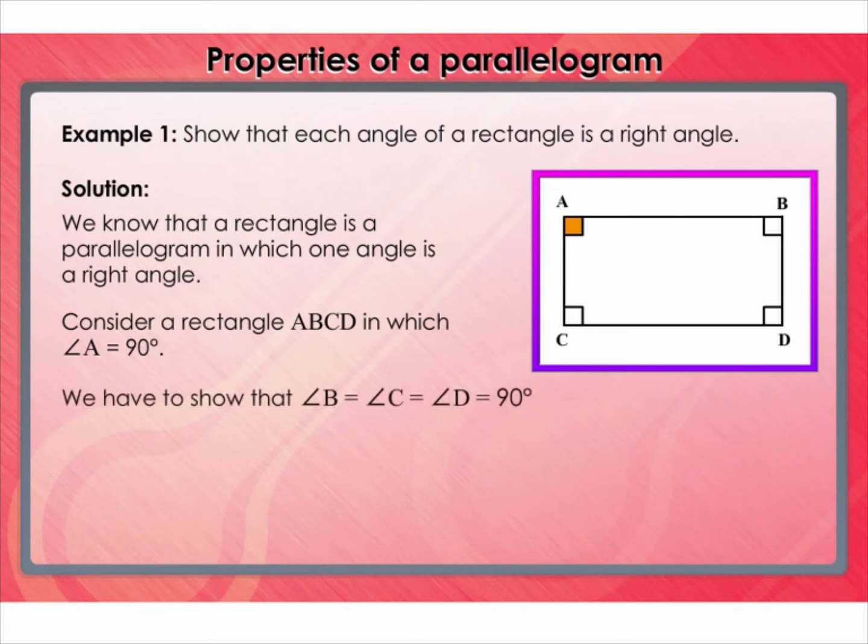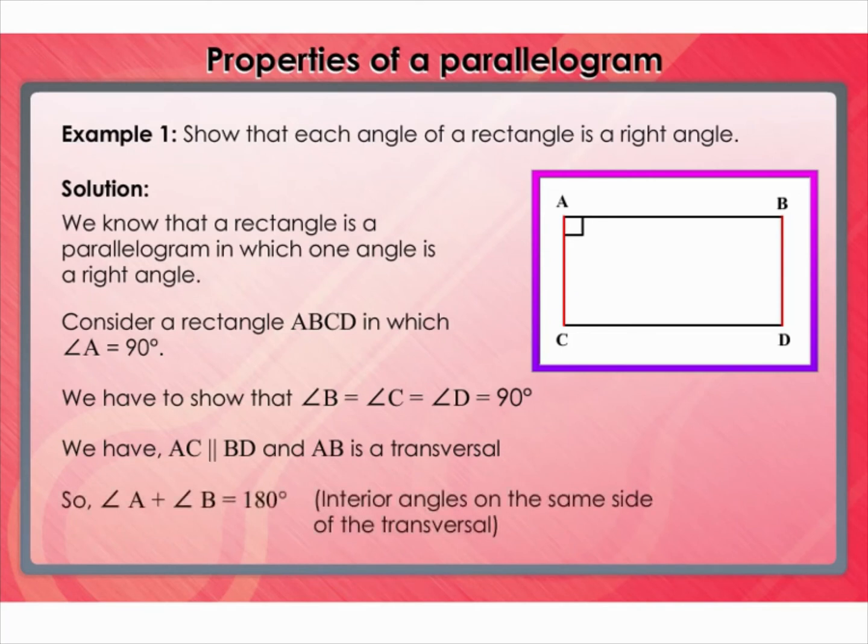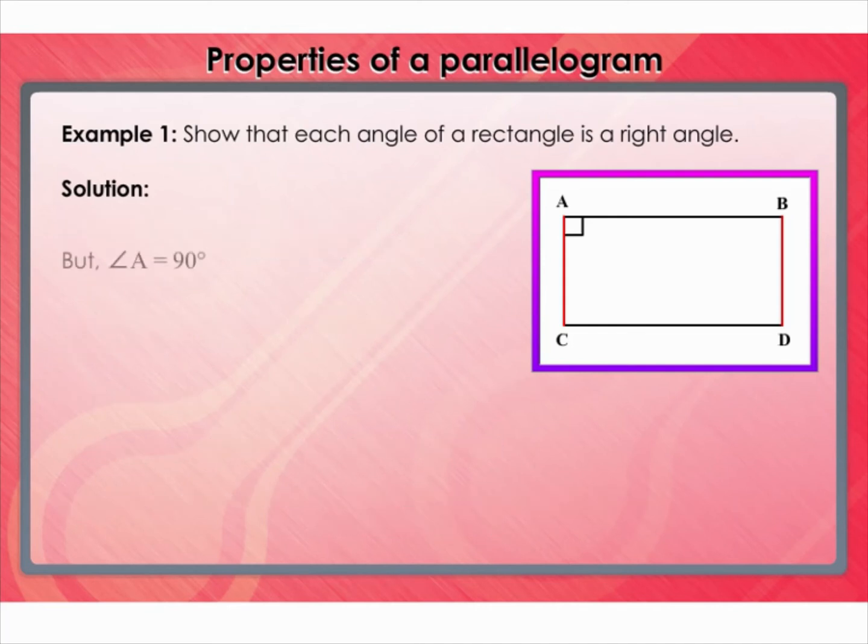We have to show that angle B is equal to angle C is equal to angle D is equal to 90 degrees. Here AC is parallel to BD and AB is a transversal. Since interior angles on the same side of the transversal sum to 180 degrees, angle A plus angle B is equal to 180 degrees. But angle A is equal to 90 degrees, so angle B is equal to 180 degrees minus angle A, that's equal to 180 degrees minus 90 degrees, which is equal to 90 degrees.